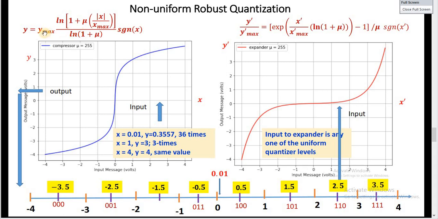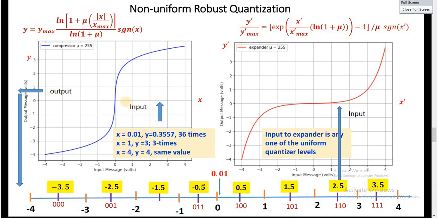This is the compressor characteristic. Y, that's the output of the compressor. Y equals Y max times ln of 1 plus mu, where mu is 255, times X. X is the input to the compressor. X max is the maximum value, divided by ln 1 plus mu, and this function is an odd function in the input variable x. Let us check some values.